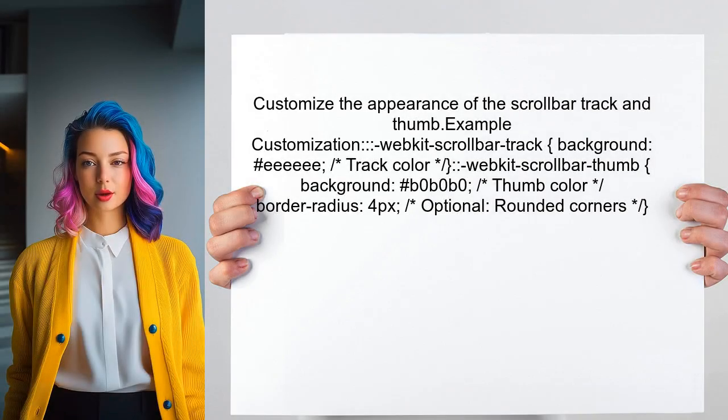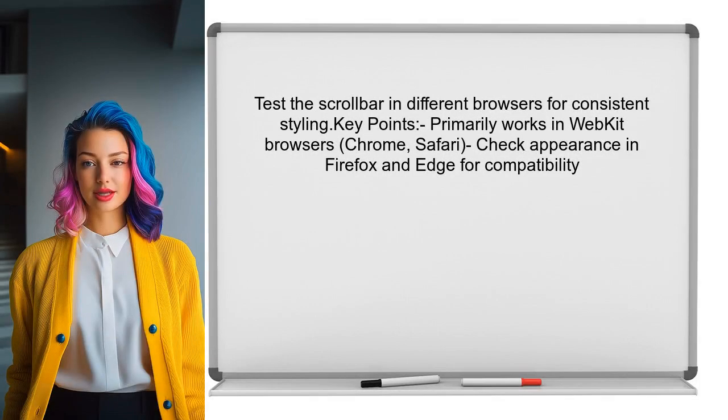Additionally, the user can customize the appearance of the scroll bar track and thumb to match their design preferences. This includes setting colors and border radius. Finally, the user should test the scroll bar in different browsers to ensure consistent styling. Remember that these styles primarily work in WebKit browsers.